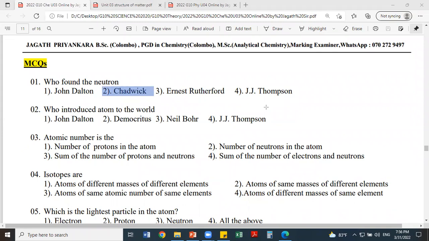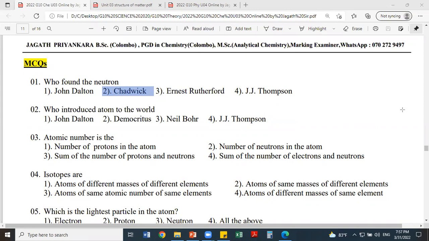It's a Greek. He was a Greek philosopher. I don't know whether it's given in the textbook. A Greek philosopher introduced the term atom to the world. Atomos means invisible, indivisible. It's a Greek word, atomos. It originated from Greek. Now we use in English atom.